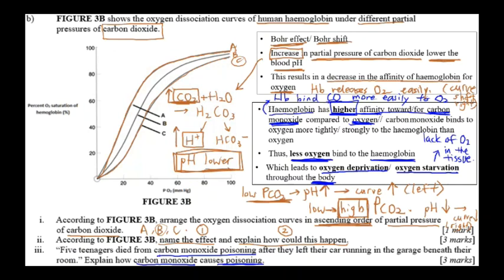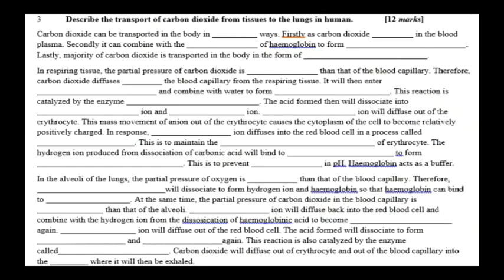So we don't have enough oxygen carried by the hemoglobin to the tissue, and this will cause oxygen deprivation. This part we are going to learn the assay. So let's fill in the blank. Describe the transport of carbon dioxide from tissues to the lungs in human.